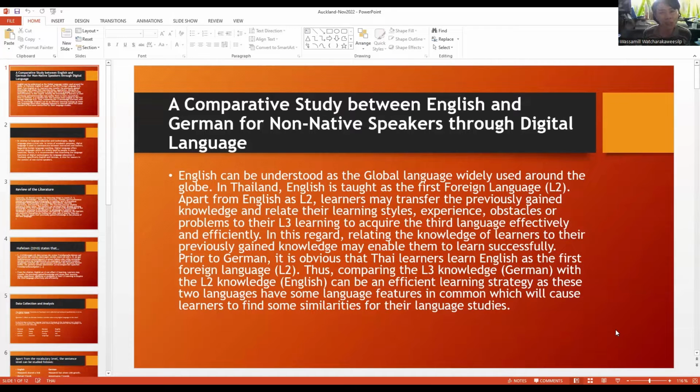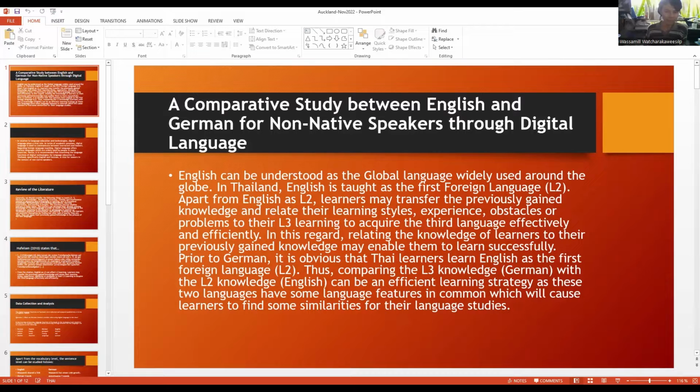English can be understood as a global language widely used around the globe. In Thailand, English is taught as the first foreign language. We call it L2, or language number two. Apart from English as L2, learners may transfer previously gained knowledge and relate their learning styles, obstacles, experience, or problems to their L3 learning, to acquire the third language effectively and efficiently. In this regard, relating learners' knowledge to their previously gained knowledge may enable them to learn successfully.